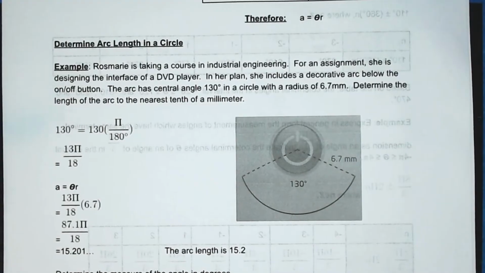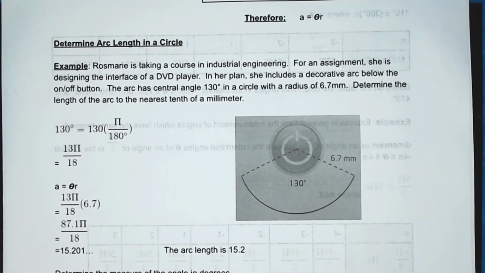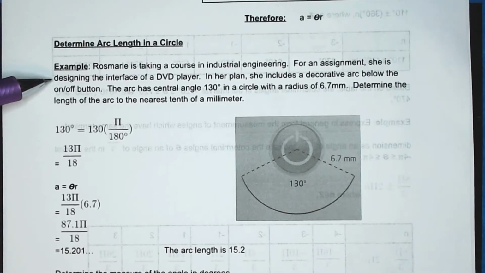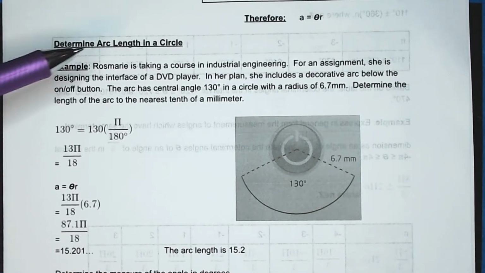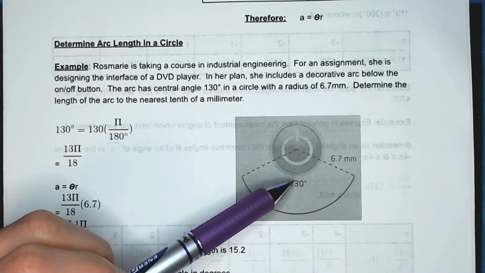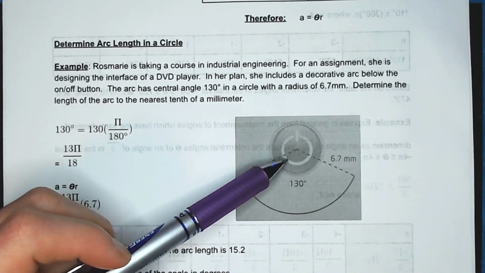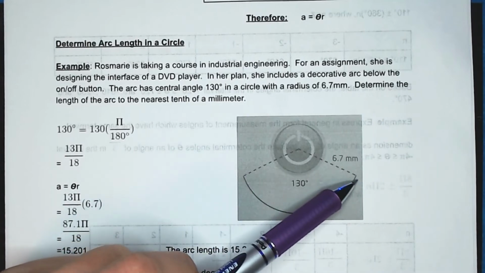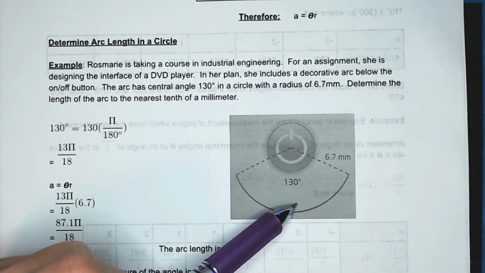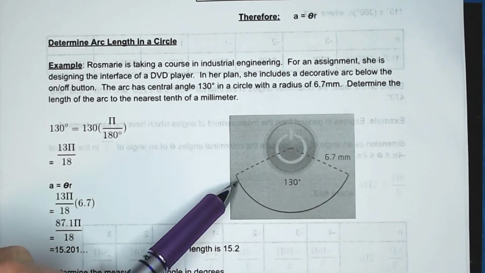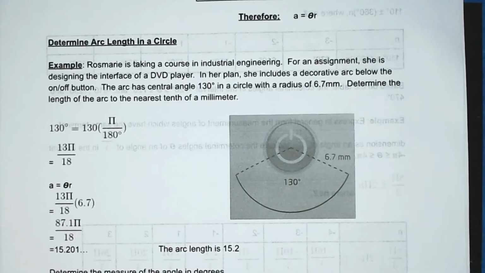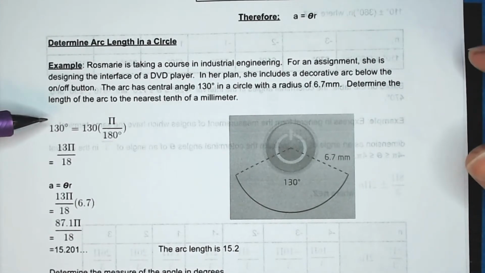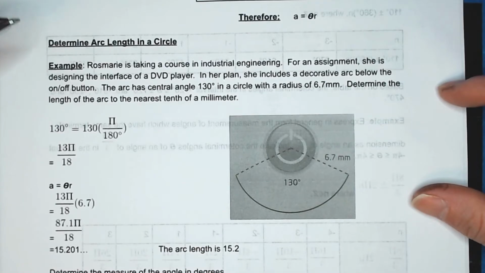Now, there's an example here. Rosemary is taking a course in industrial engineering. For an assignment, she is designing the interface of a DVD player. In her plan, she includes a decorative arc below the on-off button. The arc has a central angle of 130 degrees, that's this angle here, in a circle with a radius of 6.7 millimeters. So the radius is given. We don't know how long the arc length, or A, is.